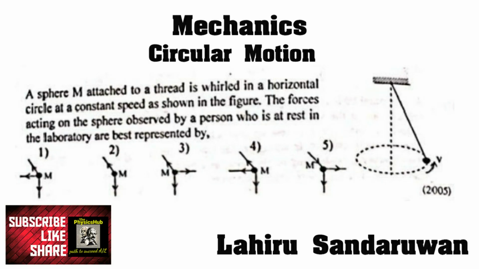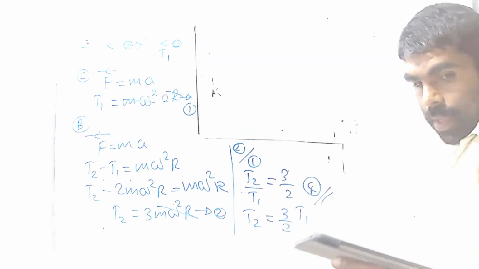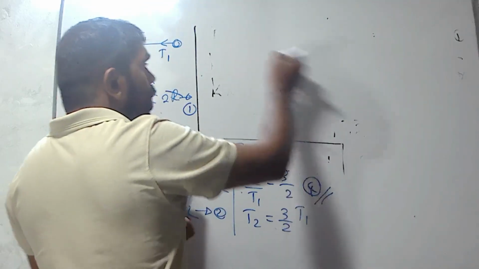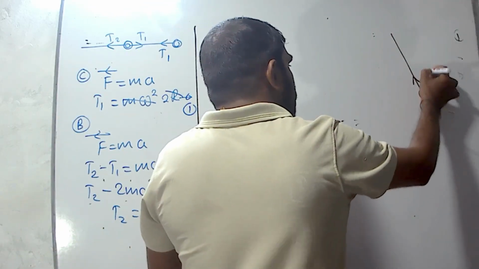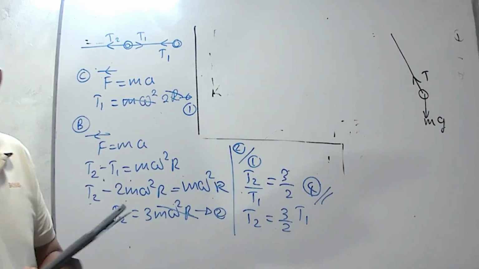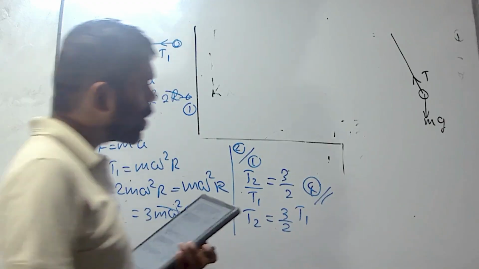5. A sphere M attached to a plate is moved in a horizontal circle at a constant speed, as shown in the figure. The forces acting on the sphere, as observed by a person who is at rest in the laboratory, are best represented by which? We have to consider forces. Now we know that there is a tension in this direction and weight in the downward direction. There are only two real forces. Then the answer is 2.